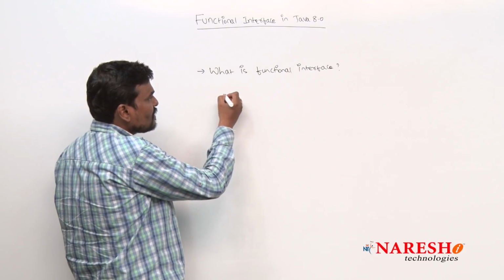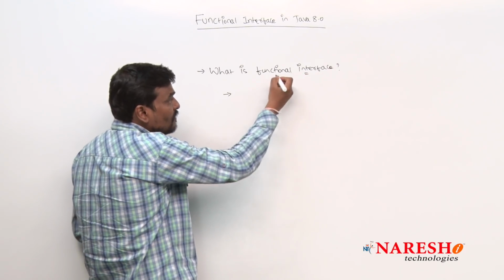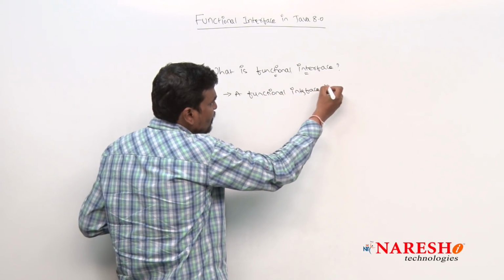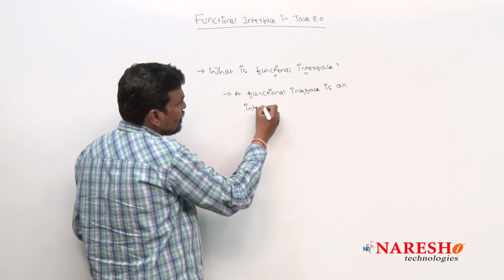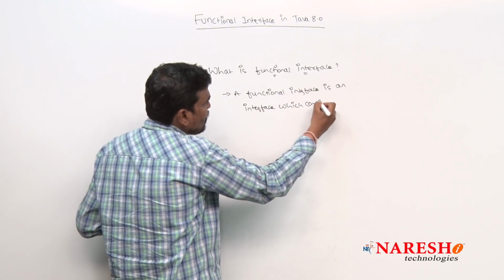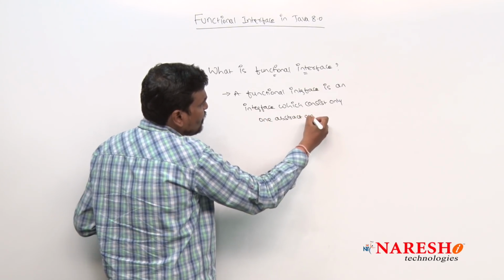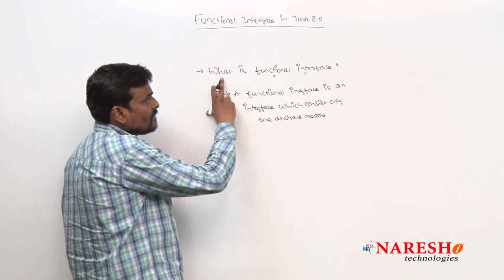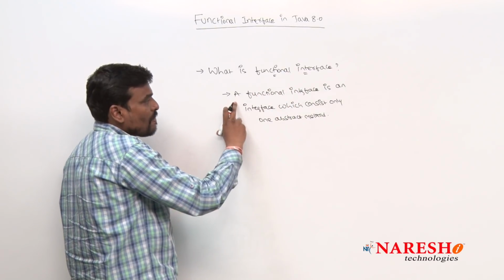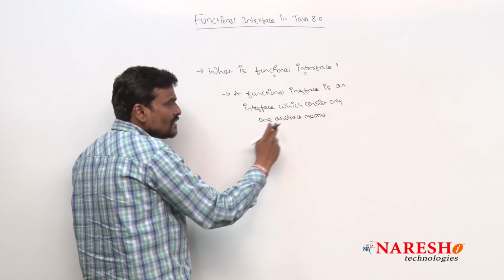So the definition is very easy. What is a functional interface? It is an interface, right? A functional interface is an interface which consists of only one abstract method.